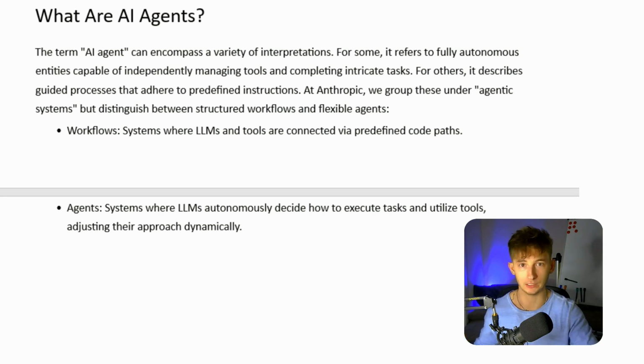What I mean by that is some of these agents are fully autonomous and capable of handling complex multi-step processes without any human intervention whatsoever. Others, in some cases, operate within structured workflows, executing predefined steps for specific tasks. We like to use the term agentic systems to encompass both approaches, but with an important distinction.